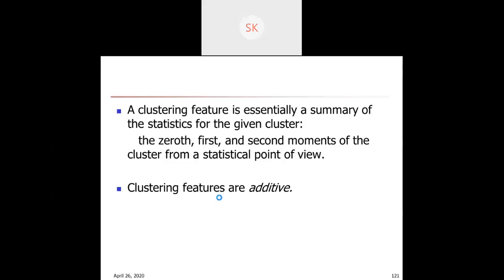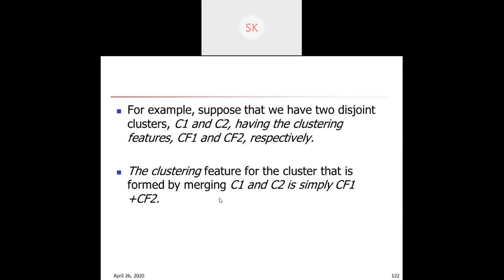Clustering features are additive. For example, suppose that we have two disjoint clusters C1 and C2, with no common elements, having the clustering features CF1 and CF2 respectively. Now the clustering feature for the cluster formed by merging C1 and C2 is simply CF1 plus CF2.